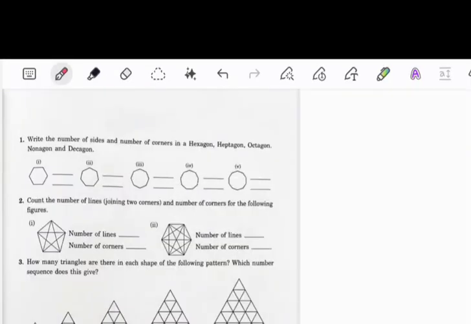Let's move to the next set of questions. Write the number of sides and number of corners in hexagon, heptagon, octagon, nonagon and decagon. So 6-sided figures, 7, 8, 9, 10-sided figures.